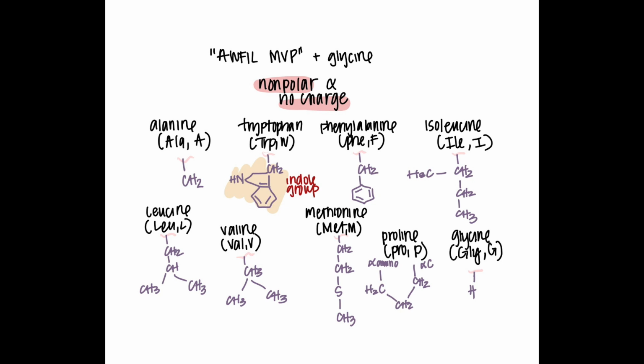So A will stand for alanine, W tryptophan, F phenylalanine, I isoleucine, L leucine, M is methionine, V is valine, and P is proline. So tryptophan has that highlighted R group because that is the indole group, which is important to memorize for the MCAT. Other than that, again, I just use Anki and that app to memorize the structures. Proline is that funky one. It's a heterocyclic amino acid, so that R group attaches back to its primary amino group.